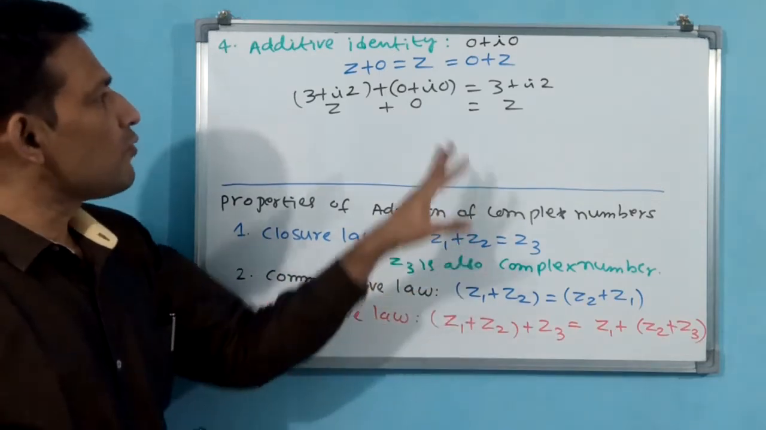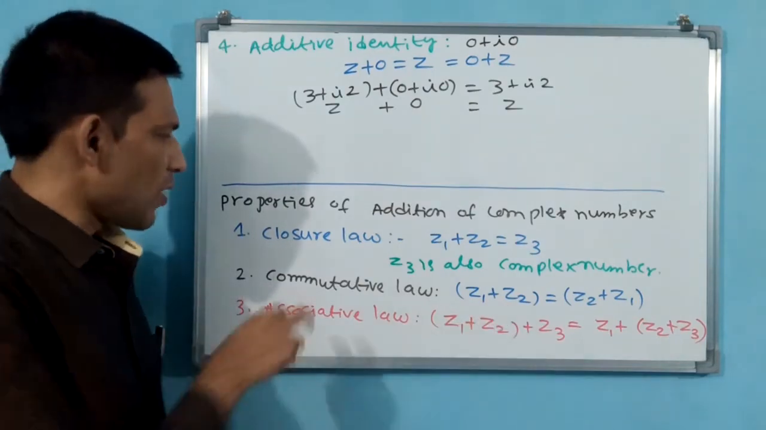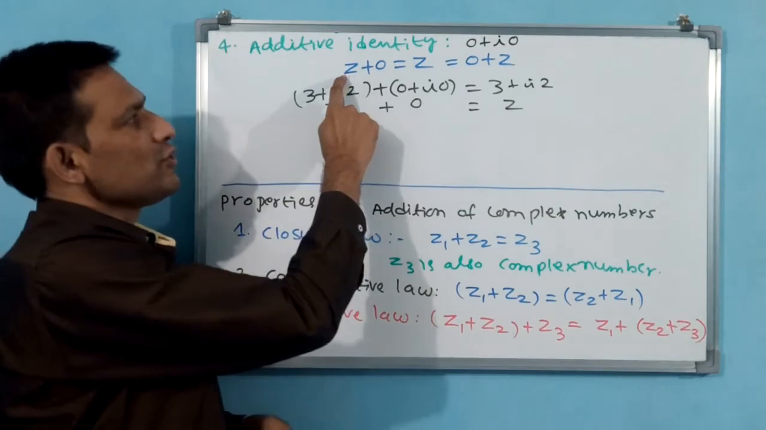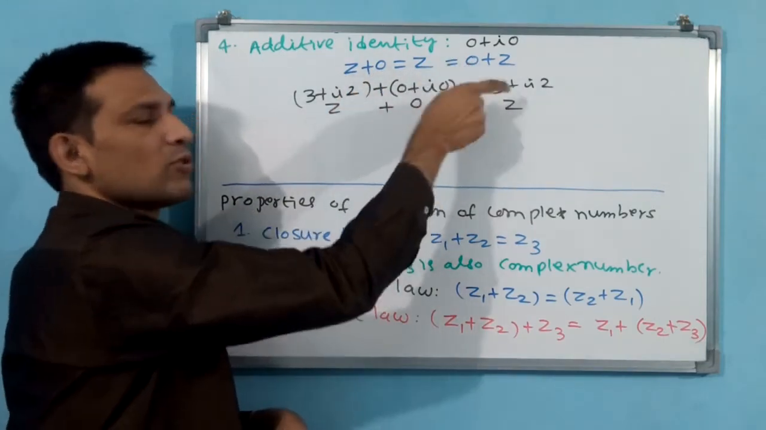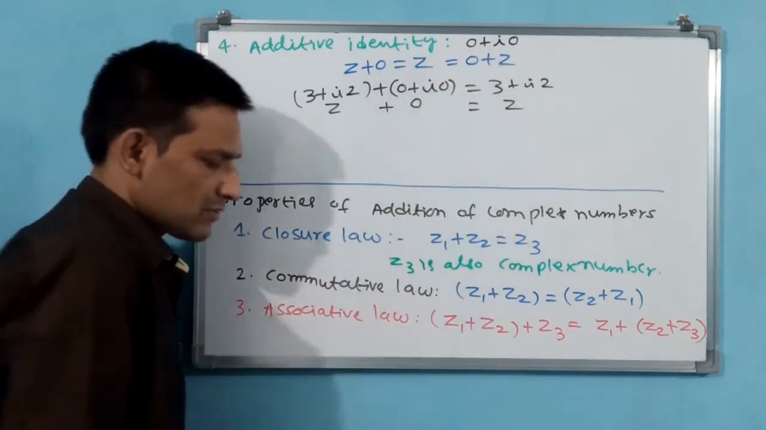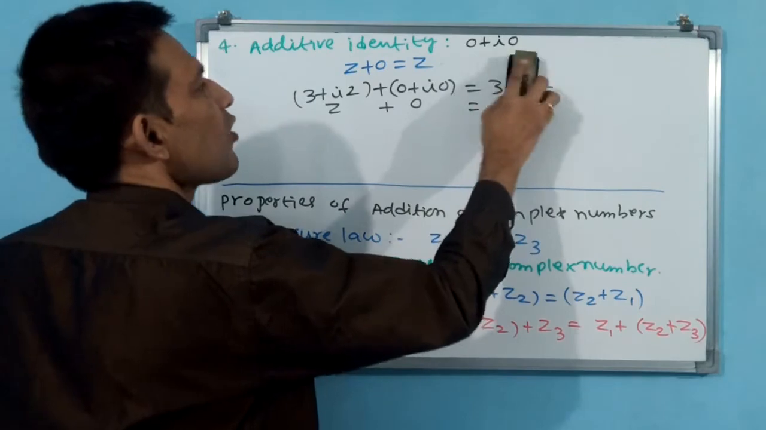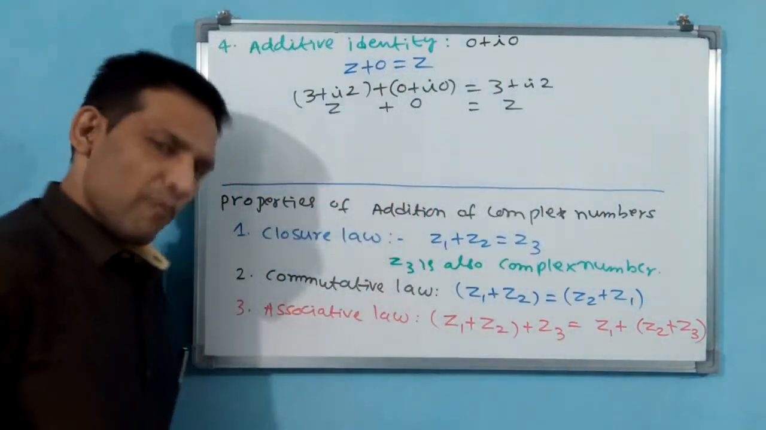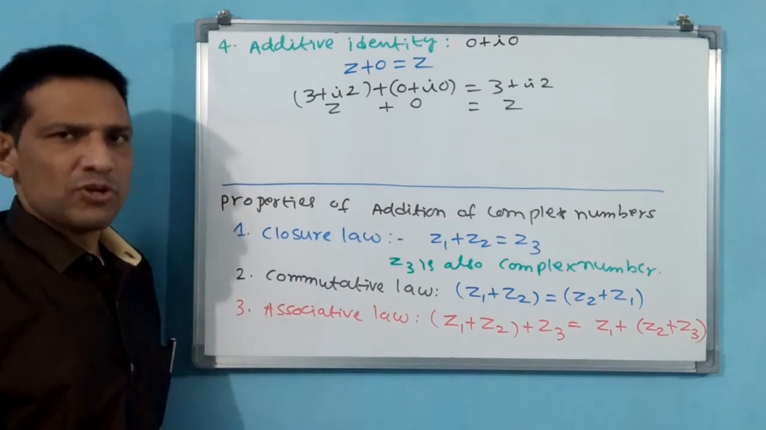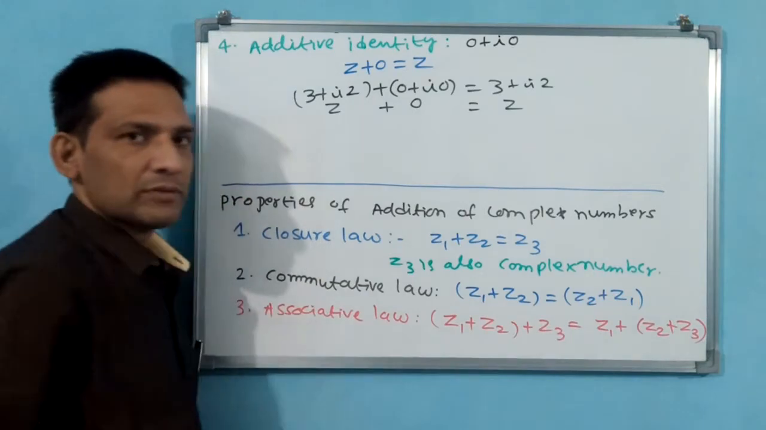And commutative, now only we know. Now 0 plus z also z only will come. Why? Because commutative: z1 plus z2 or z2 plus z1 both are the same. That means z plus 0 and 0 plus z both are the same. That is why you need not write this part, 0 plus z, because commutative we already know. Z plus 0 is z means 0 plus z is also z, because addition is commutative, like we came to know.